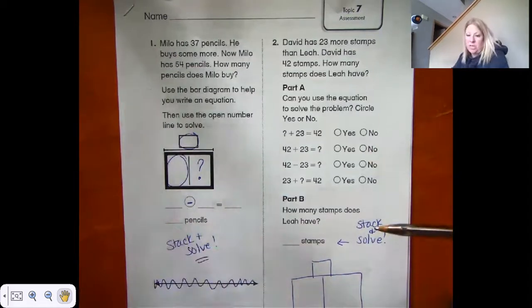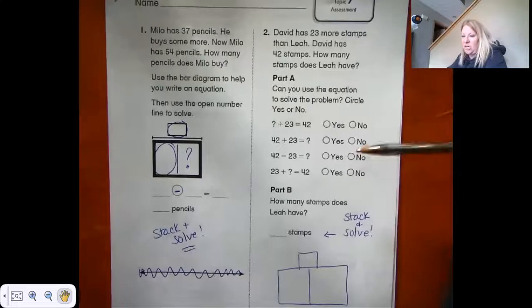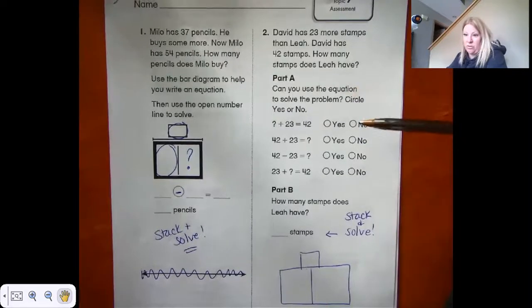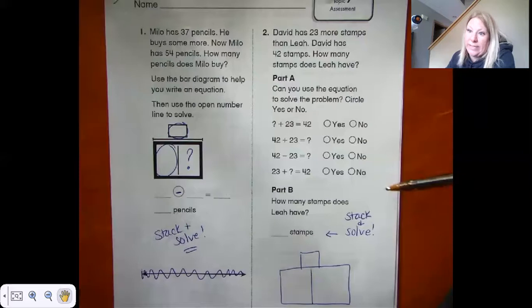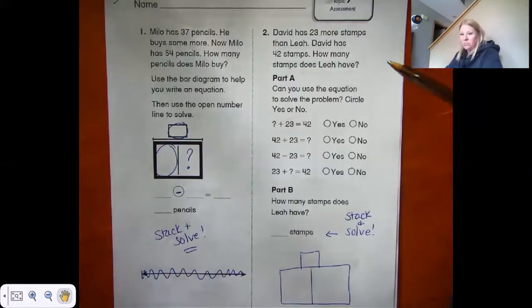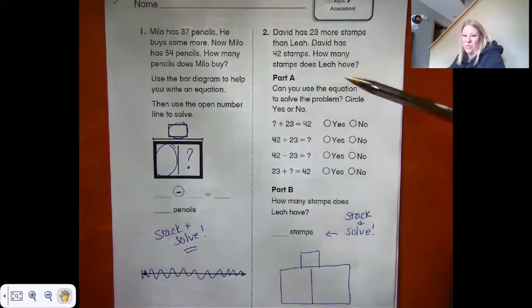Number 2, this is like the one we did together on our review that we just got done doing, but now it's really the next day. So it was yesterday, which is crazy to think about. So it says David has 23 more stamps than Leah. David has 42 stamps. How many stamps does Leah have?